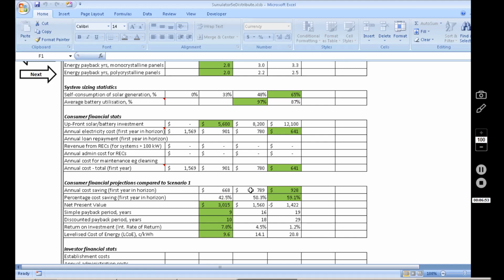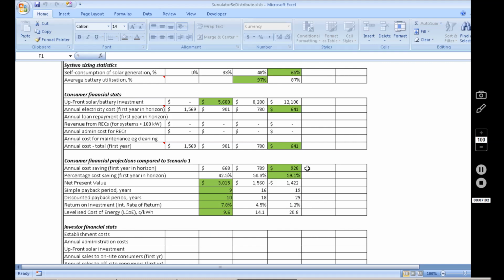$668, $789, and $928. So yeah, obviously your bigger battery system has given you the biggest dollar saving. And then we have that in percentage terms as well. Now we get into some of the more technical financial measures.